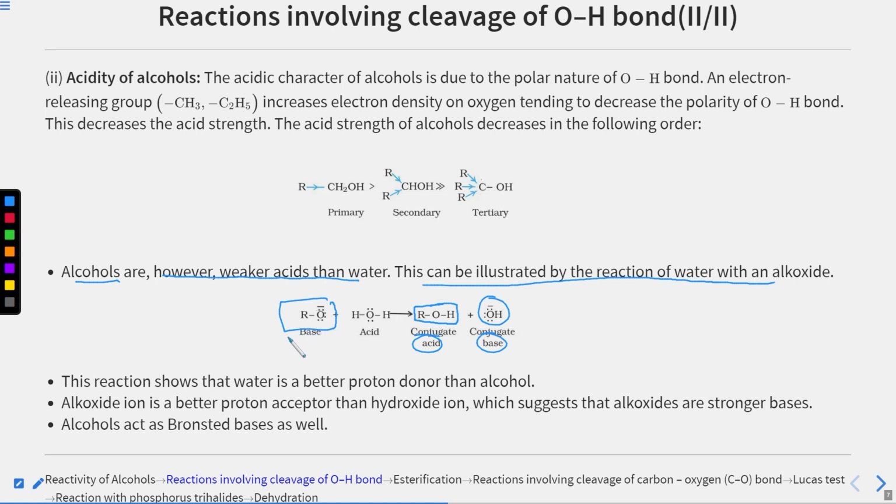So this can be seen from this. Now this reaction shows that water is a better proton donor than alcohol, and alkoxide is a better proton acceptor than hydroxide ion, which suggests that alkoxides are a stronger base.